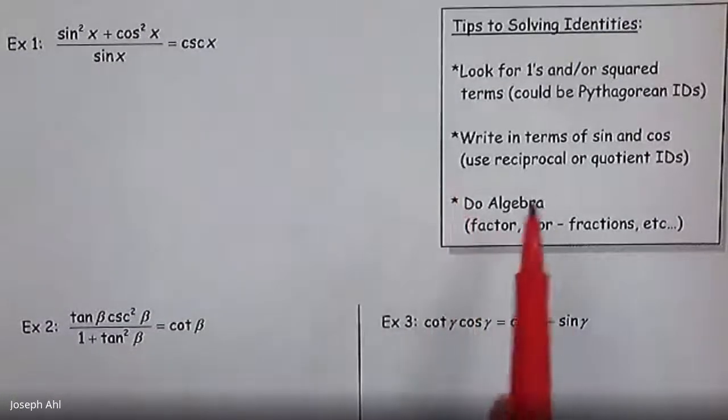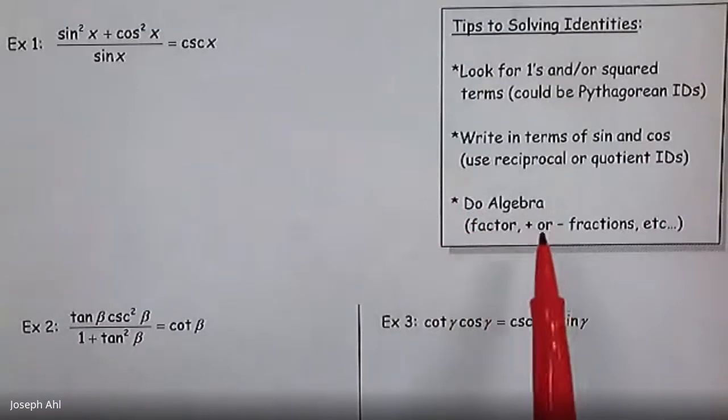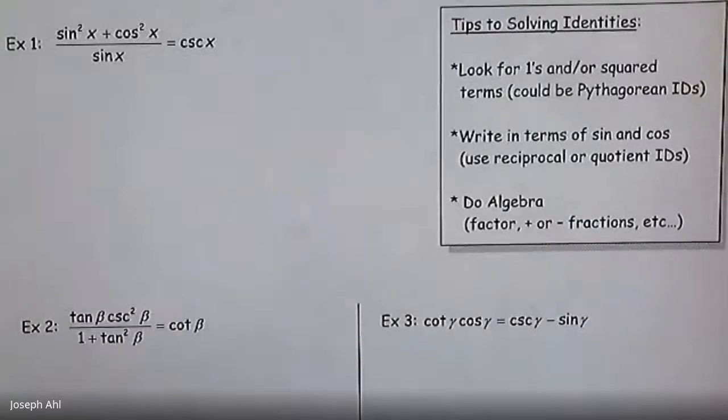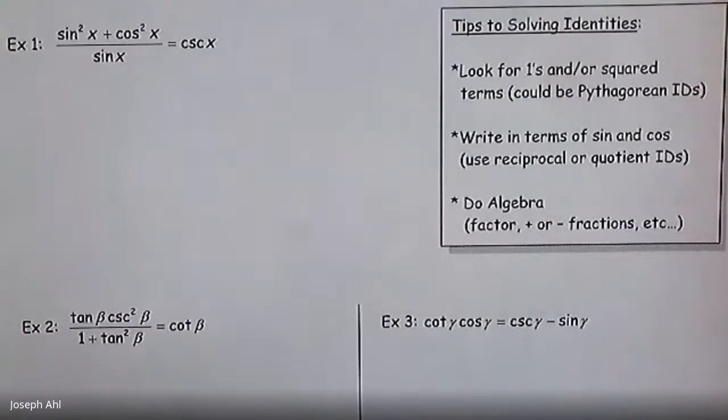And then finally, do some algebra. You might have to do some factoring. You might have to add or subtract fractions. So there's going to be some algebraic situations that come up that we have to resolve. And then hopefully the goal in the end is to make the two sides look equal.